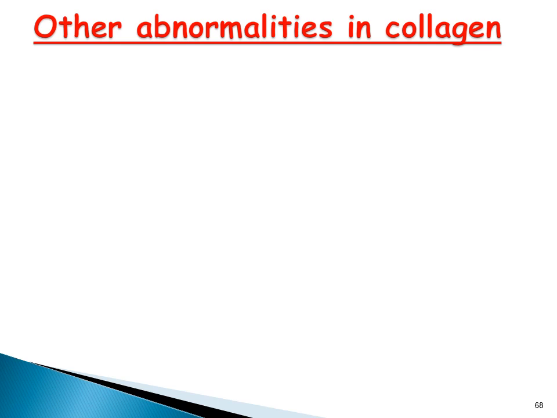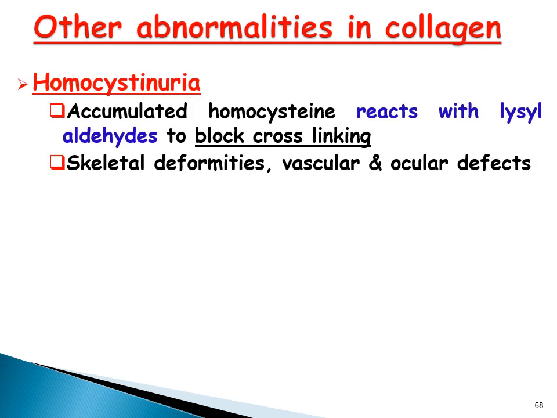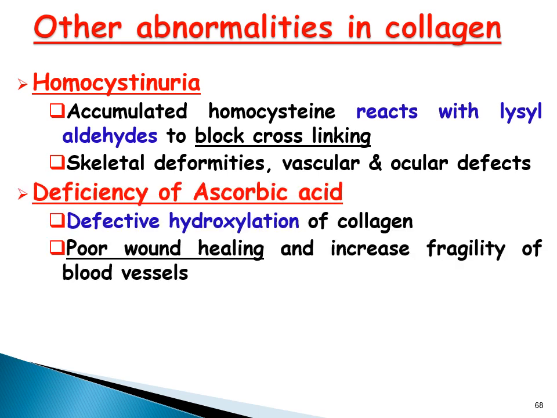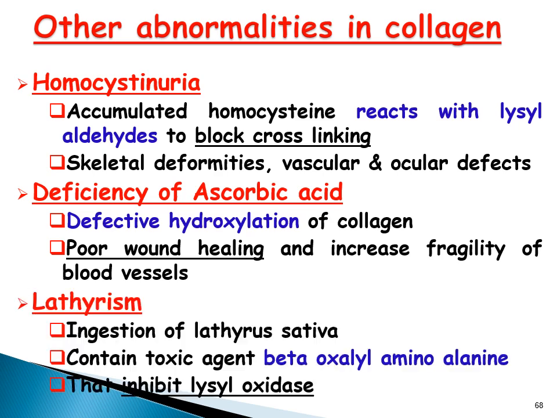There are other abnormalities due to collagen defect. One is homocystinuria. As we know, homocysteine is considered the cholesterol of the new era. The accumulated homocysteine due to hyperhomocysteinemia reacts with lysyl aldehyde to block cross-linking, resulting in skeletal deformities, vascular and ocular defects. There is deficiency of ascorbic acid in collagen synthesis, as we have already discussed, that leads to defective hydroxylation of collagen. It leads to poor wound healing and increased fragility of blood vessels and causes scurvy.